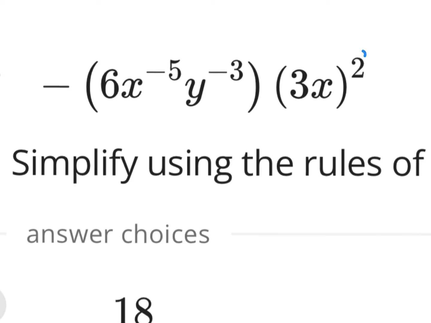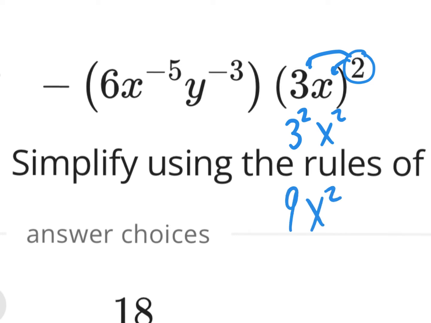We could take this power that's on the outside of the parentheses and put it on there and on there, right? Yeah. That will give us a 3 squared x squared, which is really a 9x squared, okay? What else could we do over here?